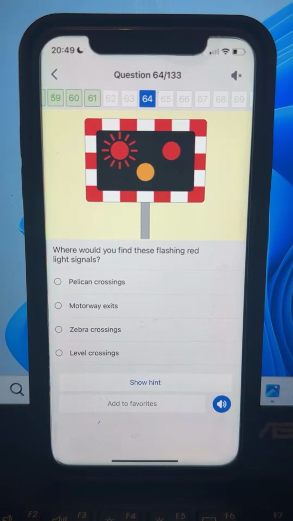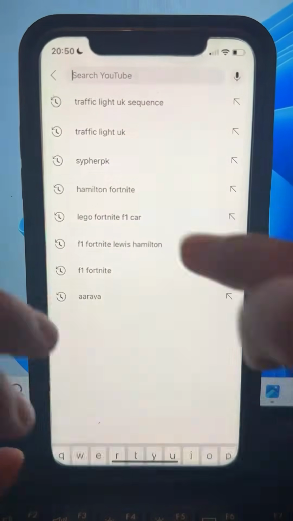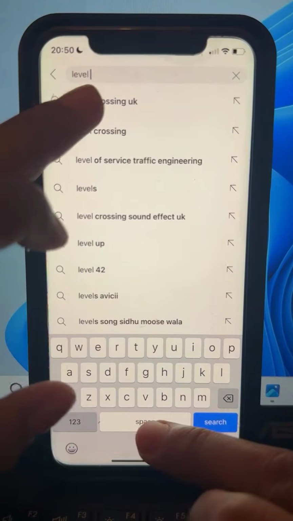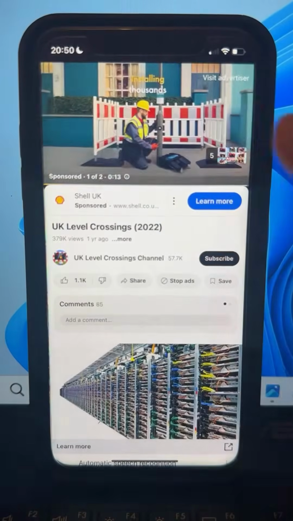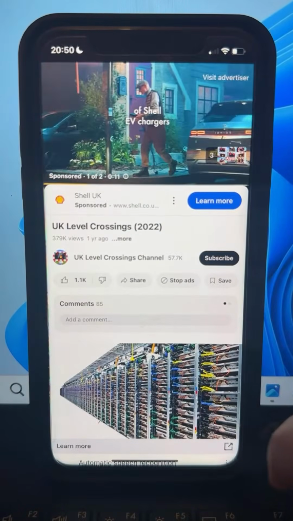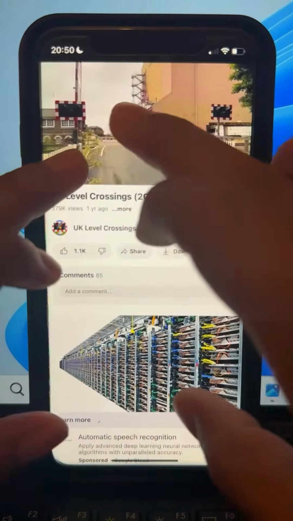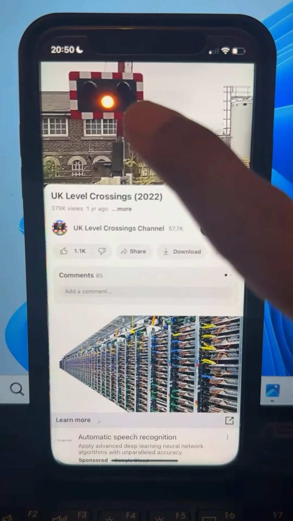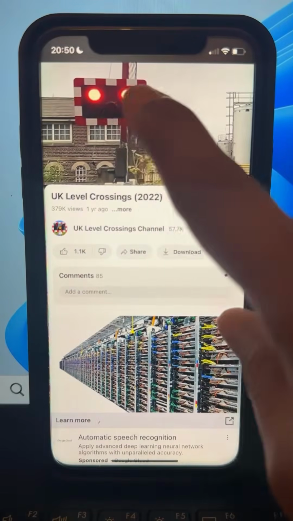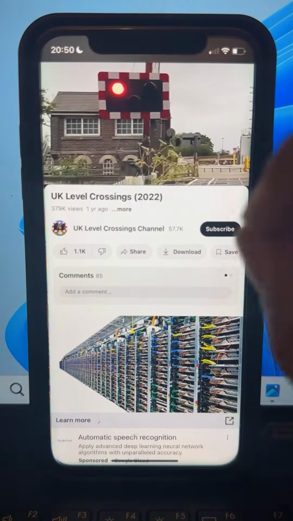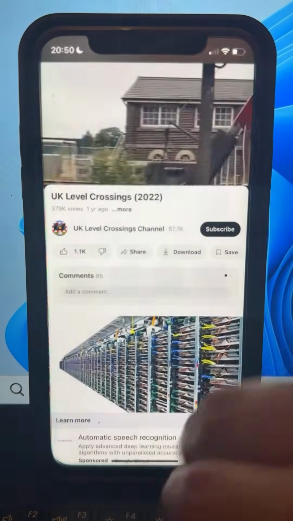Okay. So these traffic lights, you will find them on something called a level crossing. Level crossing is where the train is crossing your way. Can you see what the traffic light looks like? It has no green, only a steady amber, then two red flashing lights. Can you see it's flashing? Amber, then two red flashing lights, will be on a level crossing.